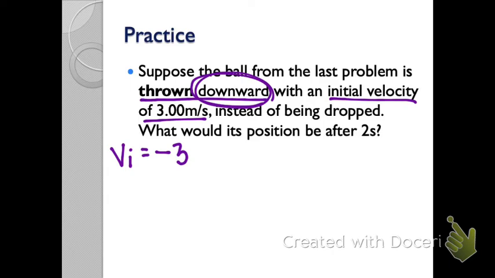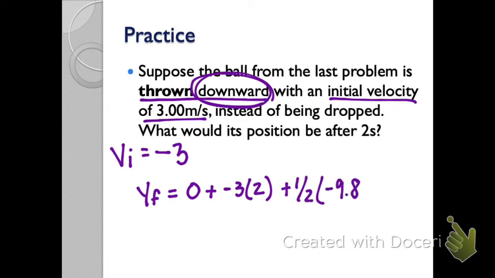Okay, all of the other variables from our problem can stay the same. So we can still use that same equation. YF equals Y initial plus VI times T plus 1/2 A T squared. Our initial velocity was not 0 this time, so we've got to make sure we pay attention and put our initial velocity times our time in right there. Okay? Then we go ahead and solve our problem.